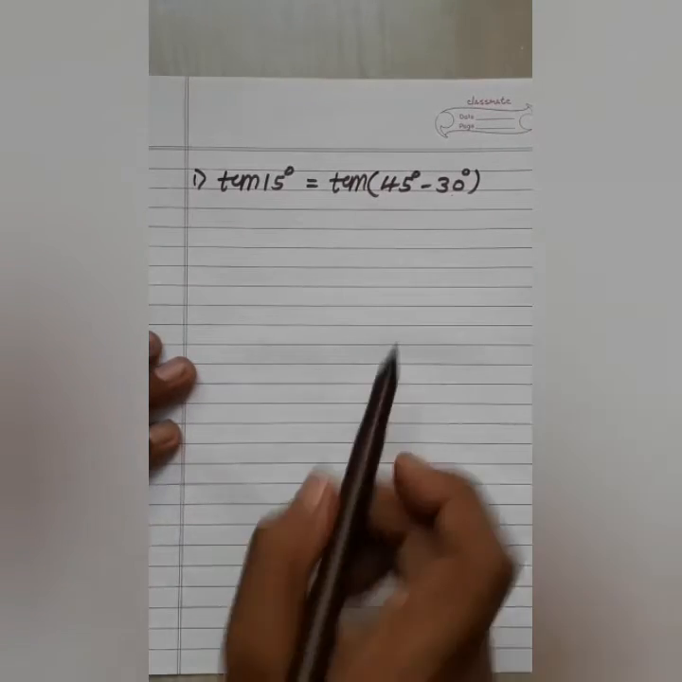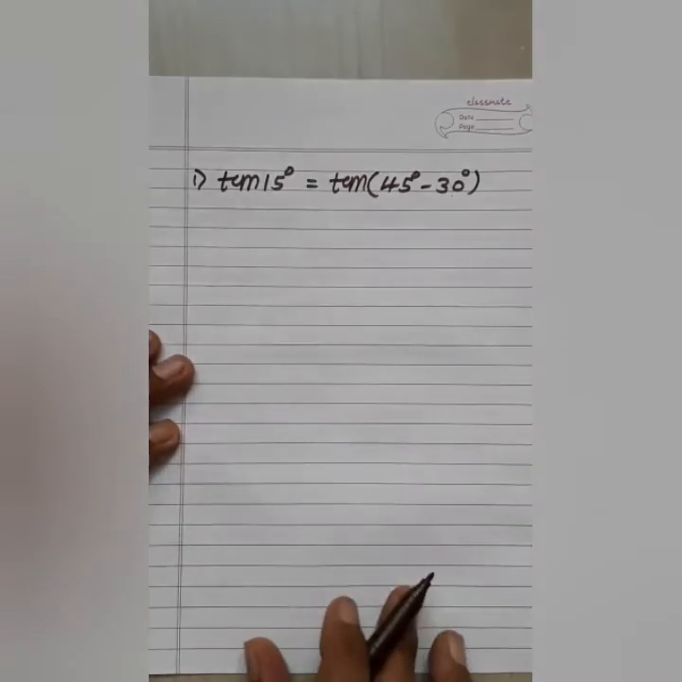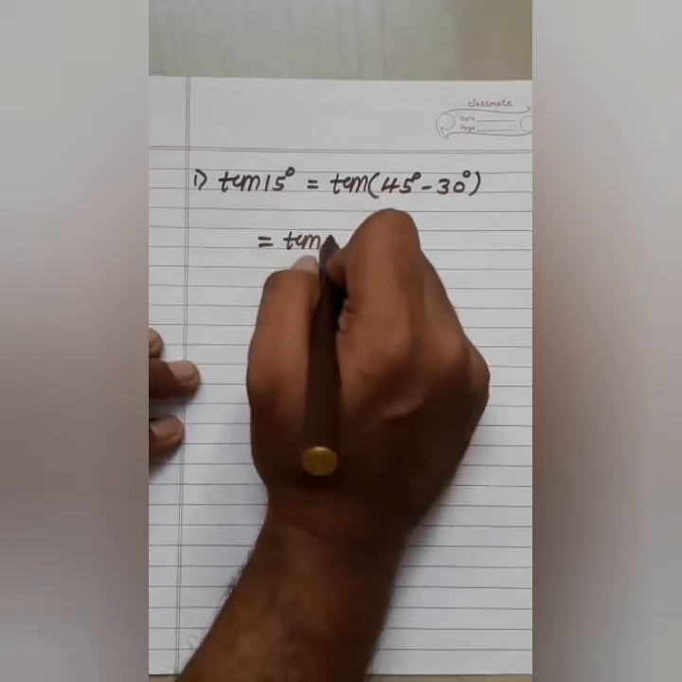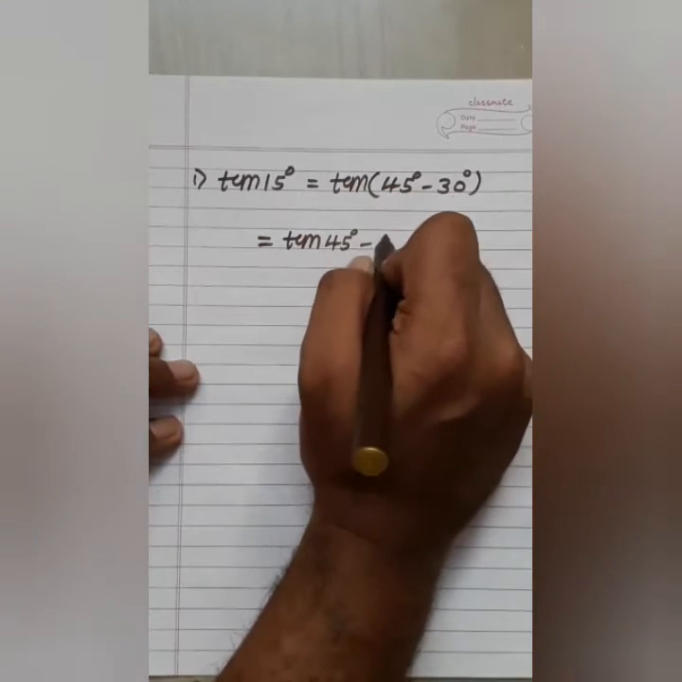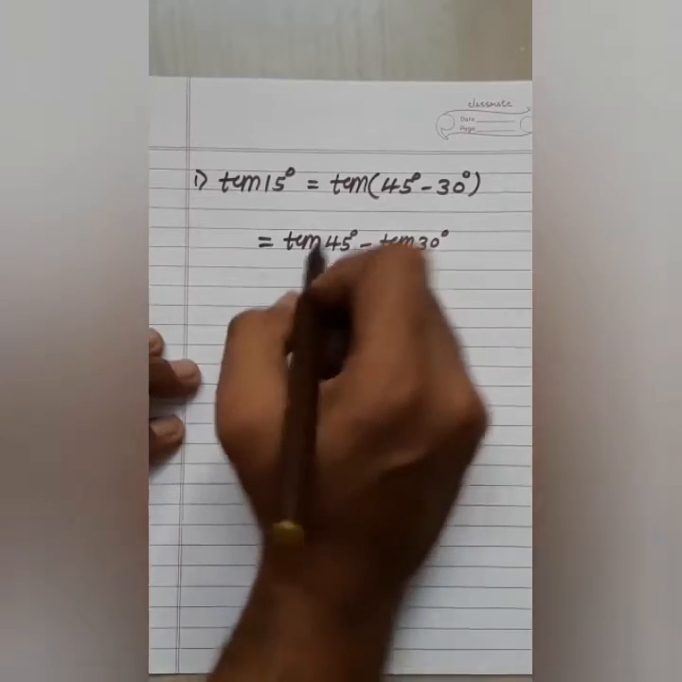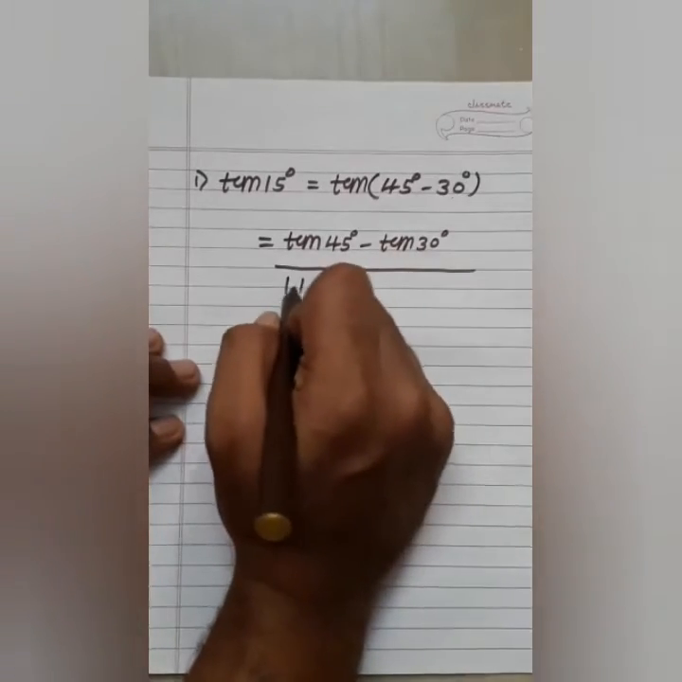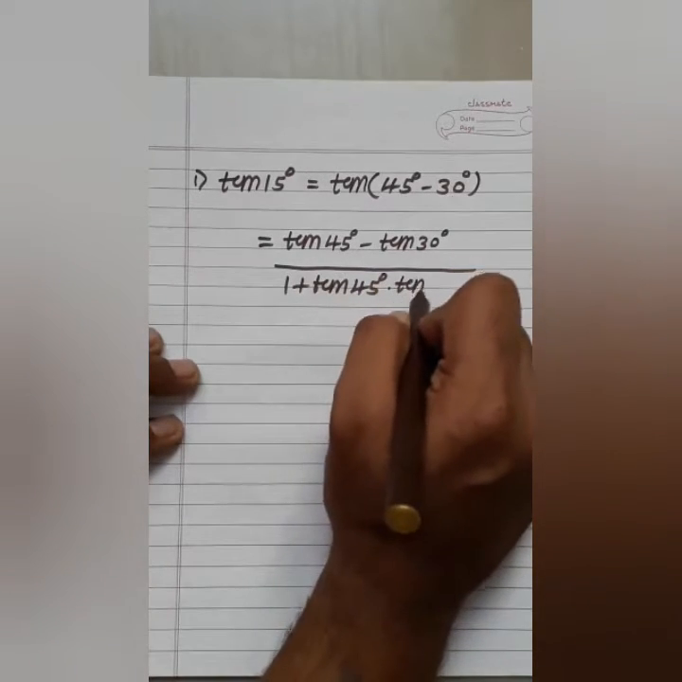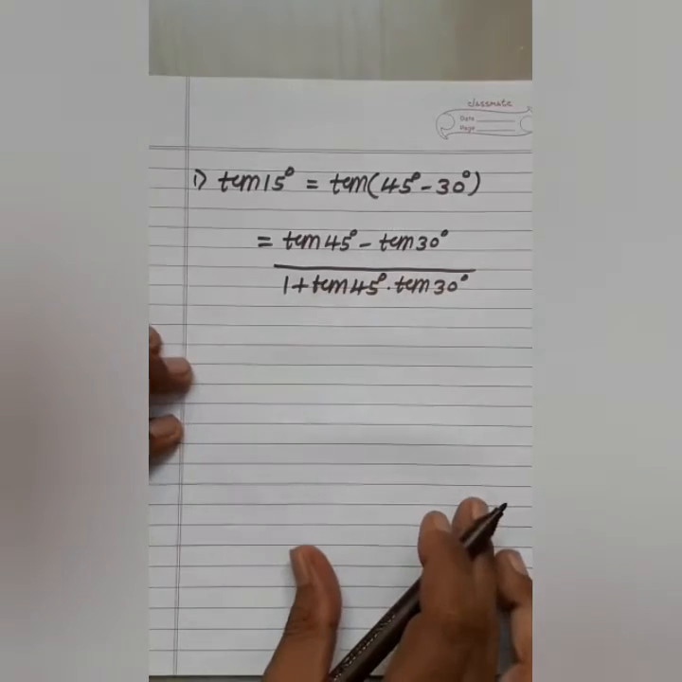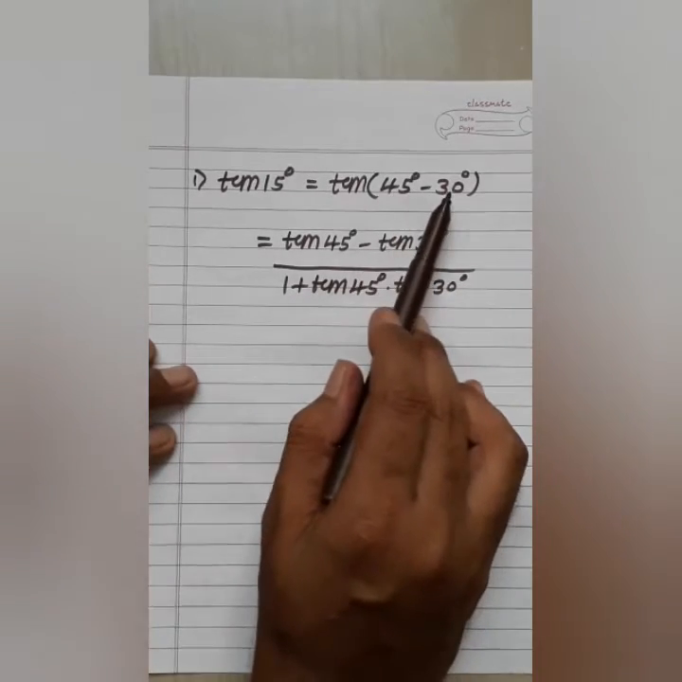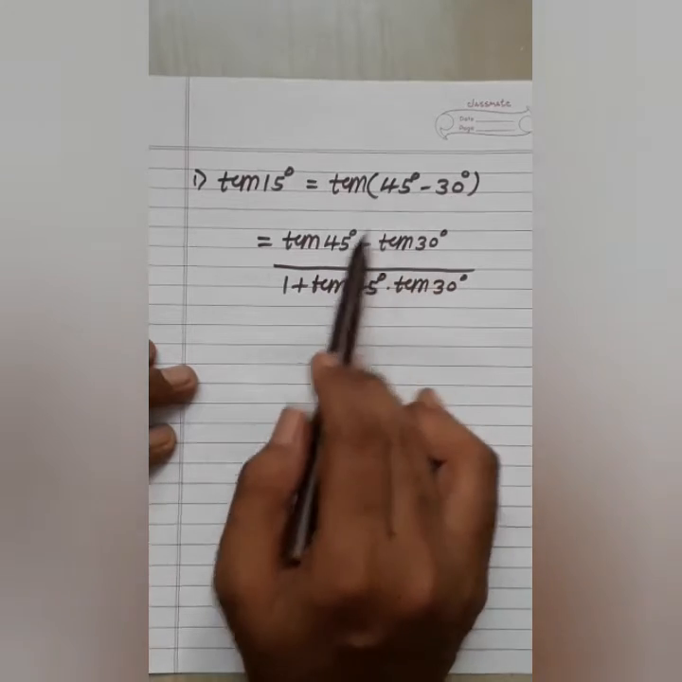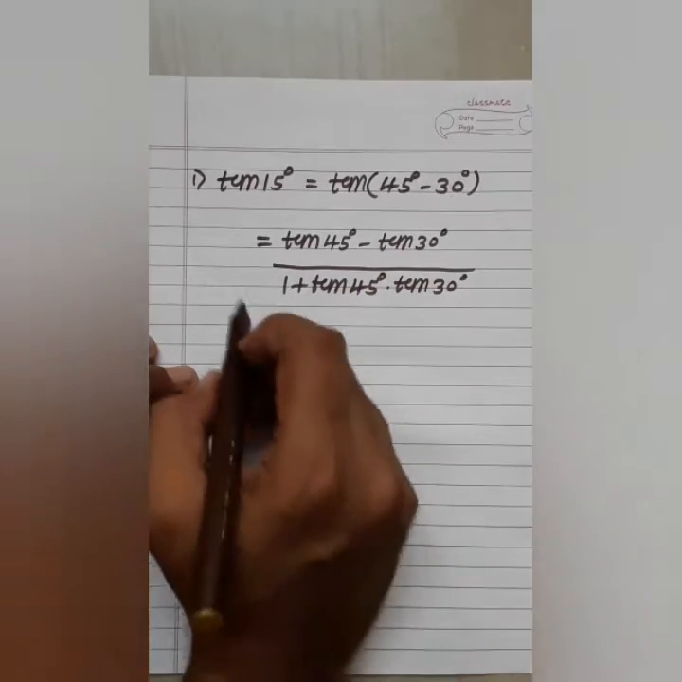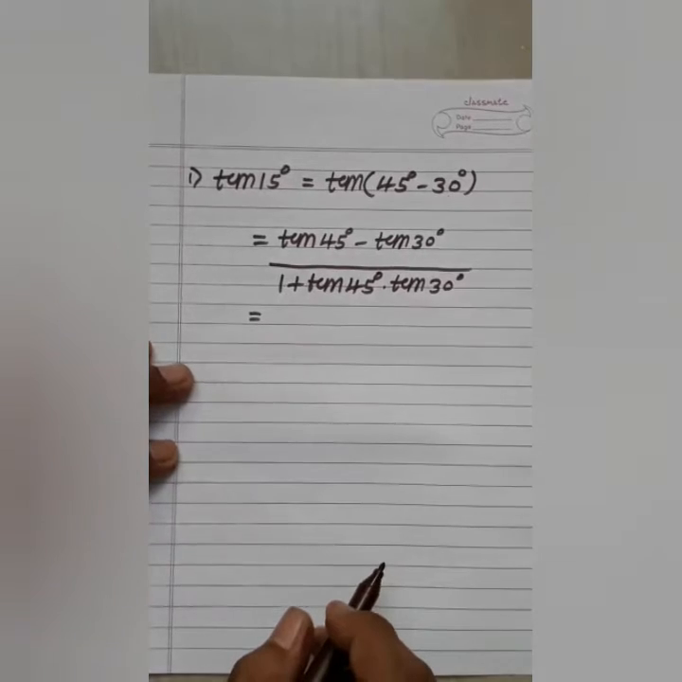Now apply the identity tan(A minus B) is equal to tan A minus tan B upon 1 plus tan A into tan B. That means tan 45 degree minus tan 30 degree upon 1 plus tan 45 degree into tan 30 degree. Now all these values are present in the trigonometry table.